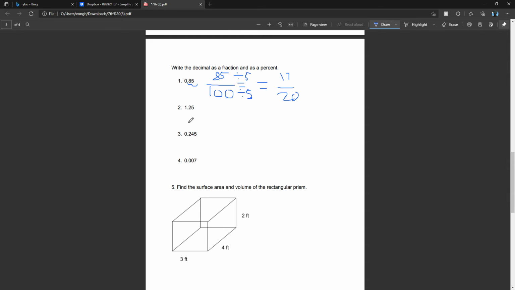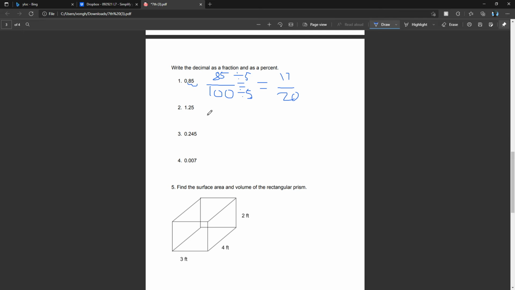For problems like 3, there's 3 numbers here. That means that this 5 is in the thousands place, so you would have to write it over 1,000. And one tip is that if it's a decimal like 0 point something something something, the number on top will always be less than the number on the bottom, except for number 2, because this is 1.25, so it's greater than 1. So I'll do number 2 as well.